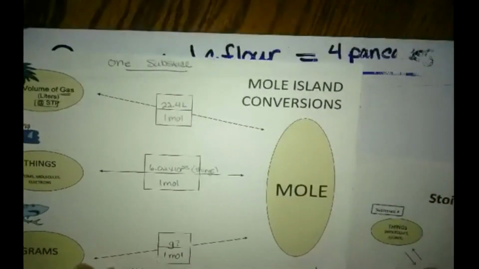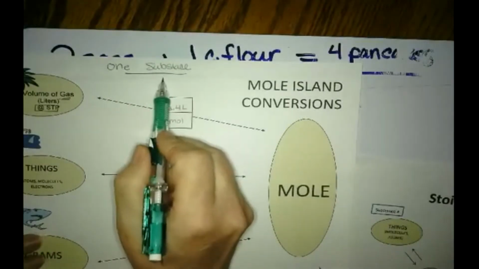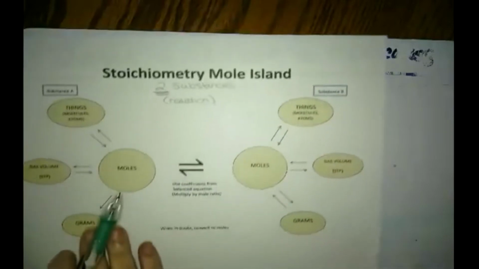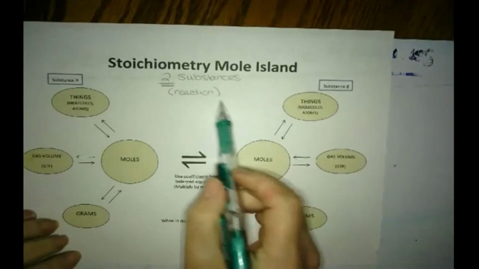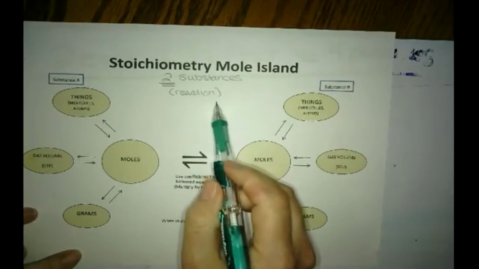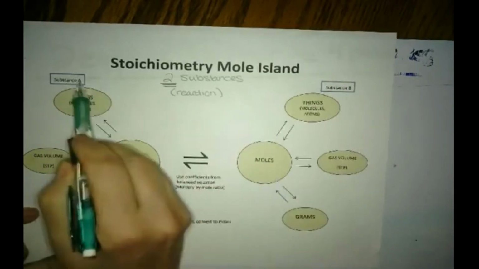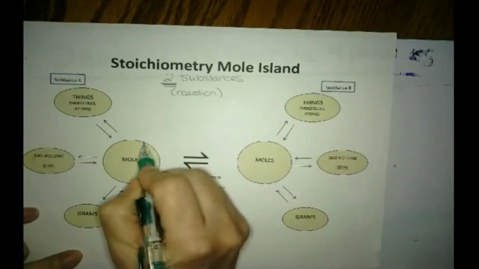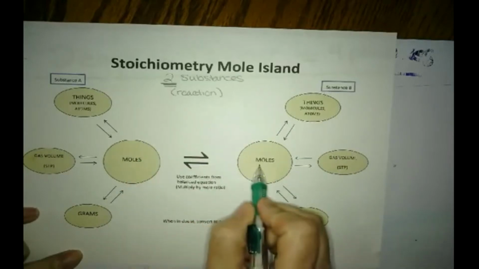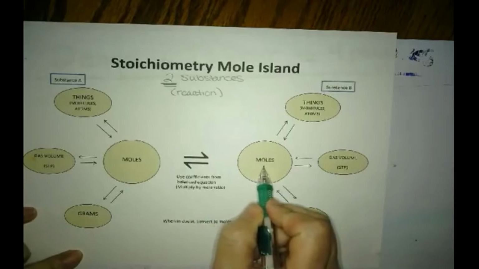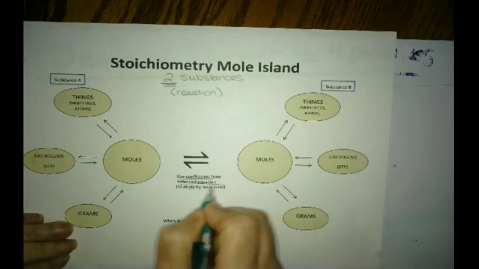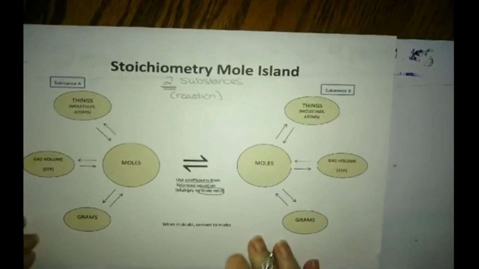First of all, our last review was on one substance conversions, okay? That's this side. If you got it from me, you can flip it over. Otherwise, if you printed it out, you have our stoichiometry mole island. This is between two substances, which means there is a reaction. We have substance A and substance B. We can figure out the moles of substance A, and we can convert to how many moles of substance B we need or we're going to produce, and we do that by using the coefficients from the balanced equation, which is our mole ratio. And this is what our lesson is going to be on today.